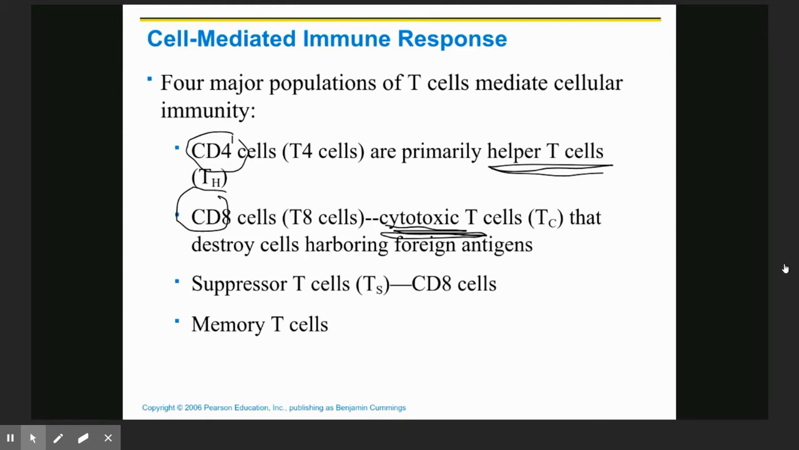There's also another CD8 cell that we're going to look at, which are called T suppressor cells. And then, like B cells, we're going to have memory T cells. So really there are 4 different populations, but these are the 2 that we're going to spend most of our time talking about right here. So again, T helper cells and T cytotoxic or T killer cells.